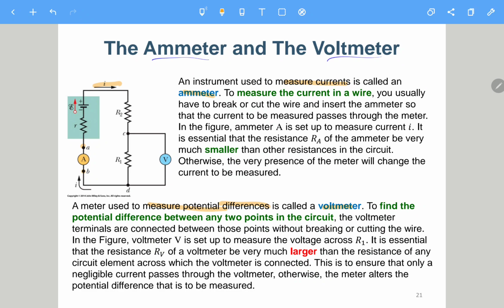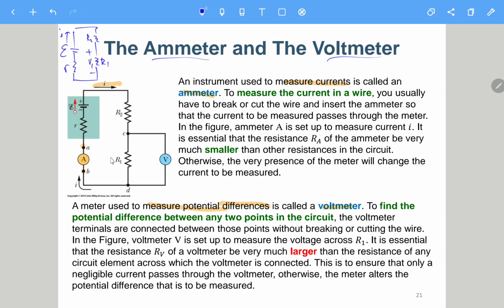Originally the circuit looks like this: this is E, this is small r, and then this is R2. Originally, the circuit only looks like this. Here we have I, and then we have V, let's say this is V1. We would like to measure the current going through this loop, and also the voltage difference across the resistance R1. So we connect the ammeter in series with the current we would like to measure.